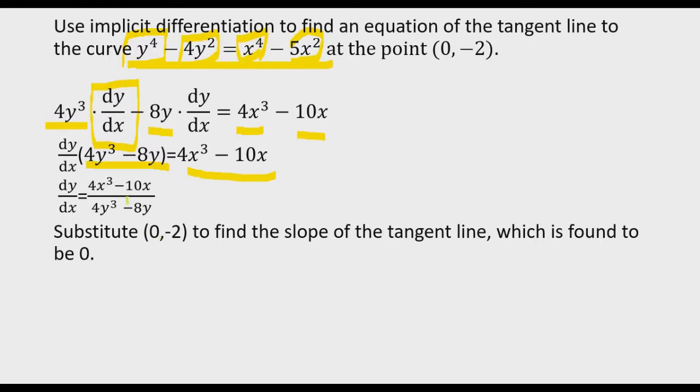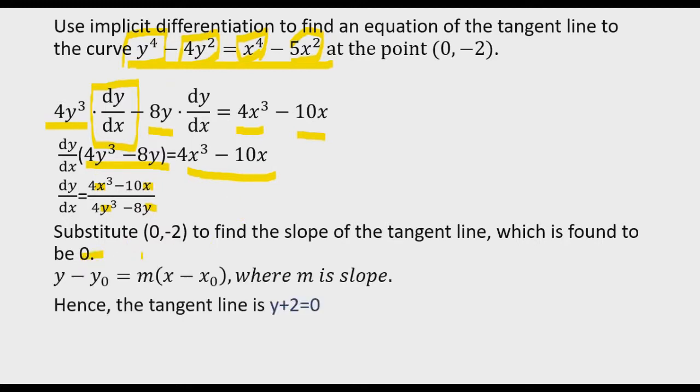And if I put 0 here instead of x and put -2 here instead of y, I find 0. So the slope of the tangent line is 0. And I'm using this format of equation to find the tangent line: y minus y0 equals m times (x minus x0), where m is the slope. Hence the tangent line is y minus (-2), so y plus 2 equals 0, since the slope is 0 and this side is all 0. So the tangent line is y plus 2 equals 0.